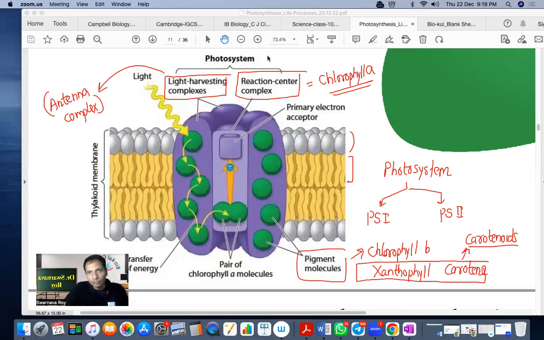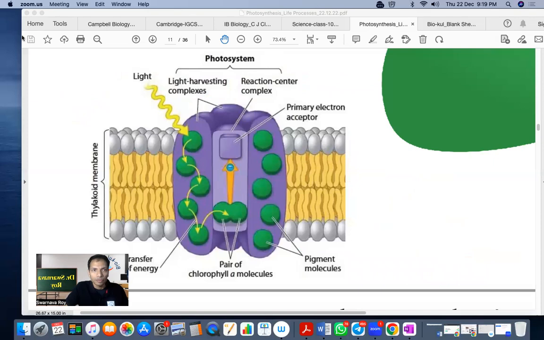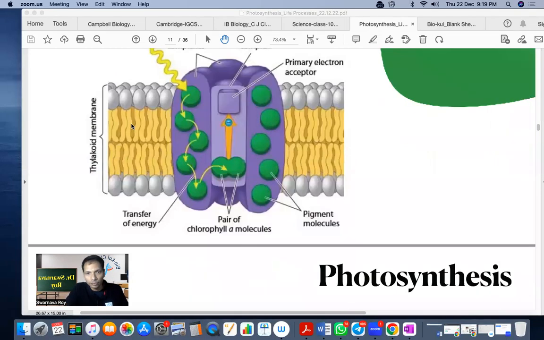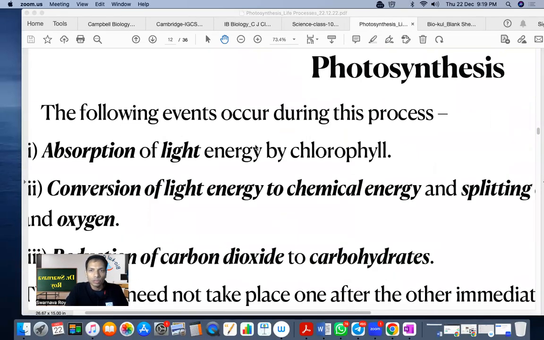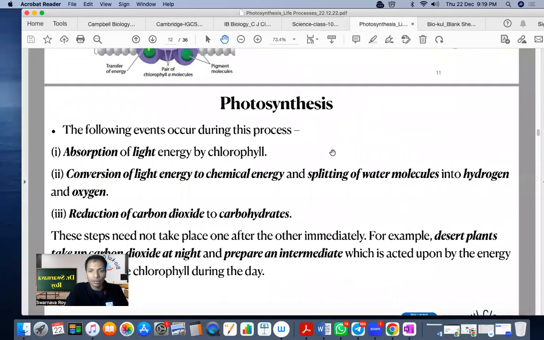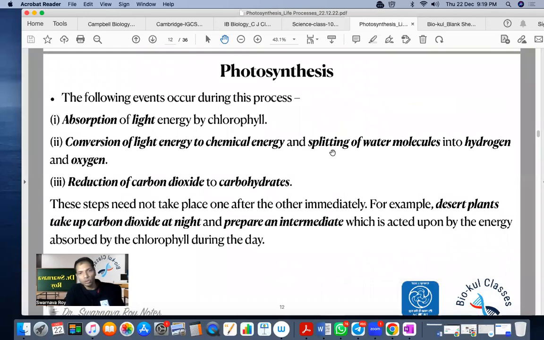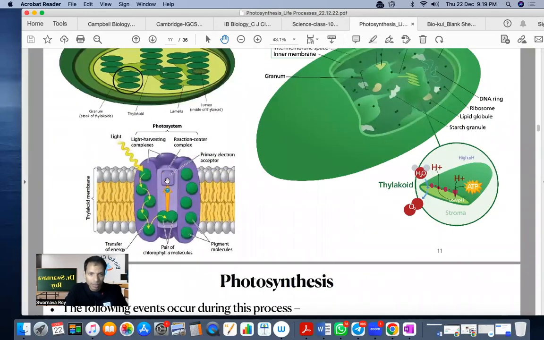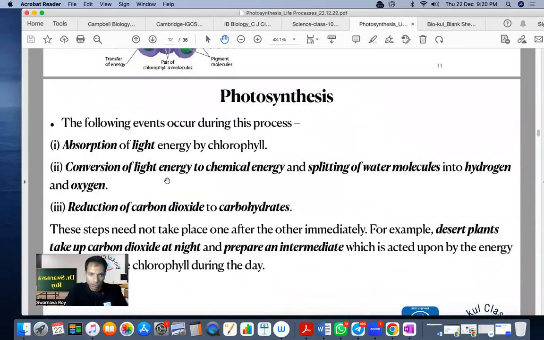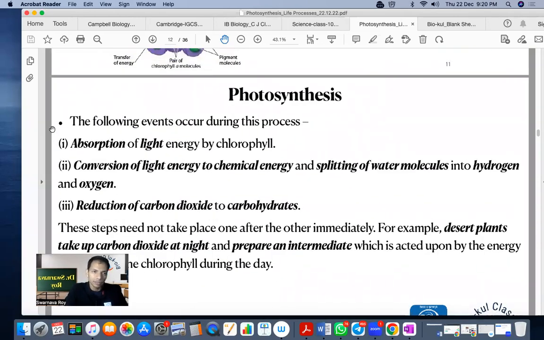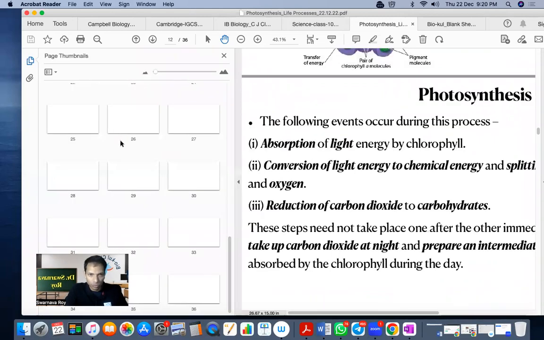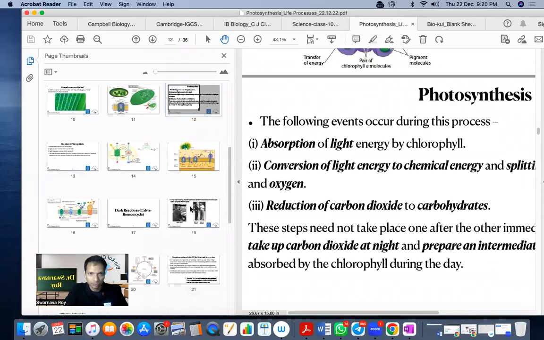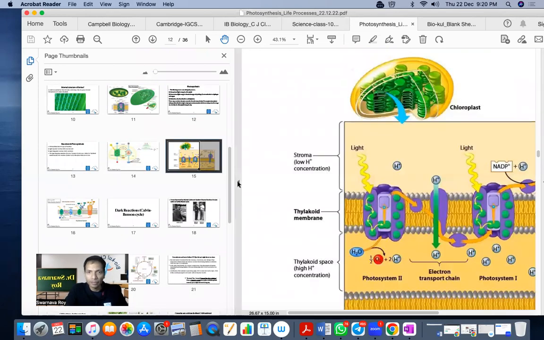All right. So now we move on to the process of photosynthesis. Before we move on to the process of photosynthesis, we need to know that there are two kinds of photosystem, photosystem 1 and photosystem 2. And I can show the picture of the two photosystems, how they're arranged in the thylakoid membrane.